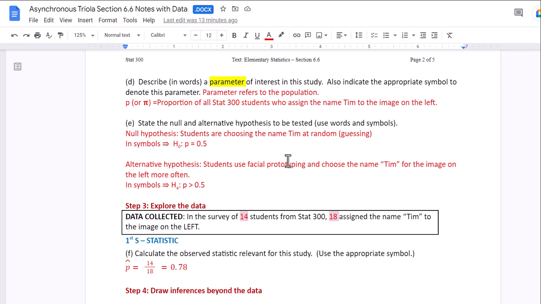But the big idea here is that just because we say the null hypothesis is not happening, that doesn't mean that facial prototyping is happening. That just means there's something else. There could be other things, what we call confounding variables, that are making you choose the name Tim for the image on the left.